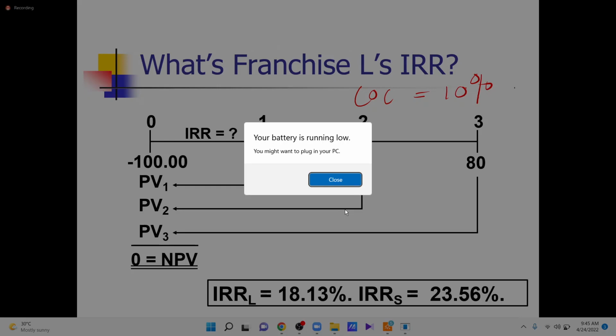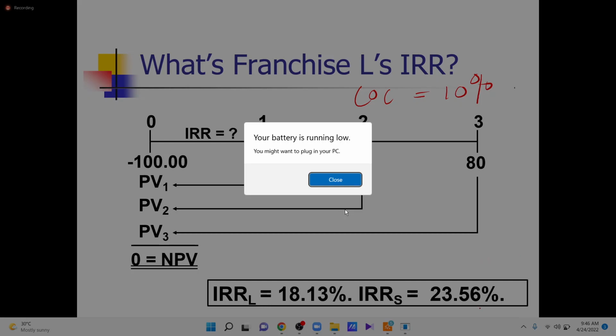Both can be selected, because you can see both projects' IRRs are greater than the 10%. So if they are independent, you can select both. If they are mutually exclusive for the same purpose, then you have to go with the highest IRR project.